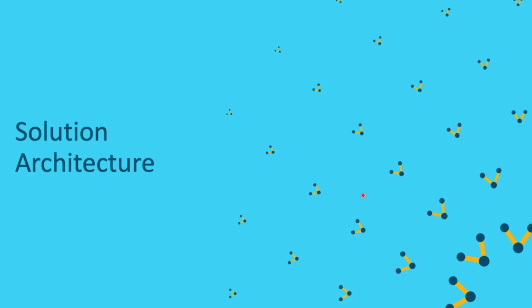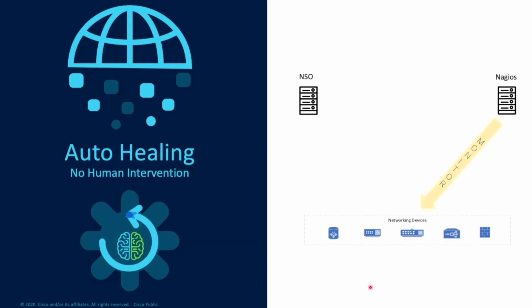So this is the solution architecture. We have a set of networking devices that are being monitored. Not just networking devices, it could be any infra element that can be monitored by Nagios. Nagios is the monitoring tool which monitors these devices using SNMP. And we also have NSO that has the knowledge base and also the solution which it can use for solving the problems. Let's take an example of how the process flow happens here in an automated way.